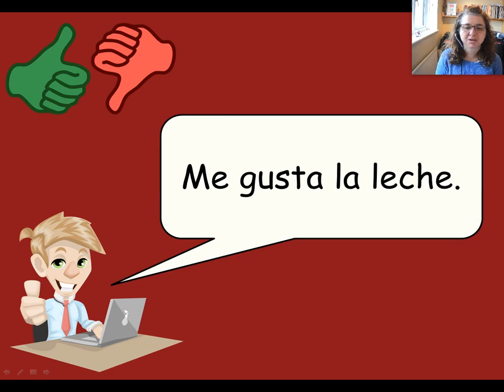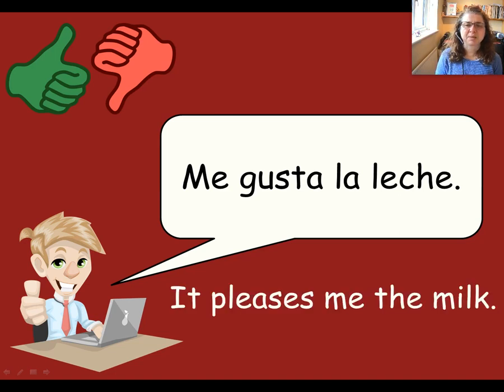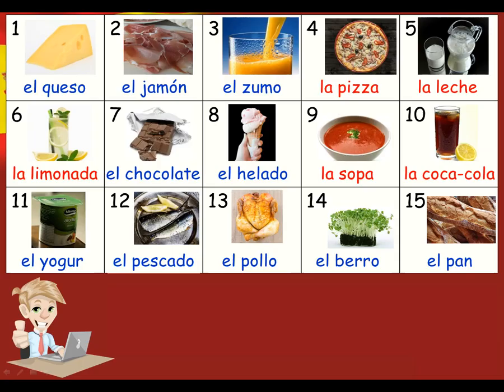Have you worked that one out? It pleases me, the milk, but more sensibly, I like milk. Now, here's our grid again with our 15 foods and drinks, and they've all got their el or their la in front to help us out. Let's see if we can put together some sentences saying that we like some of these things.